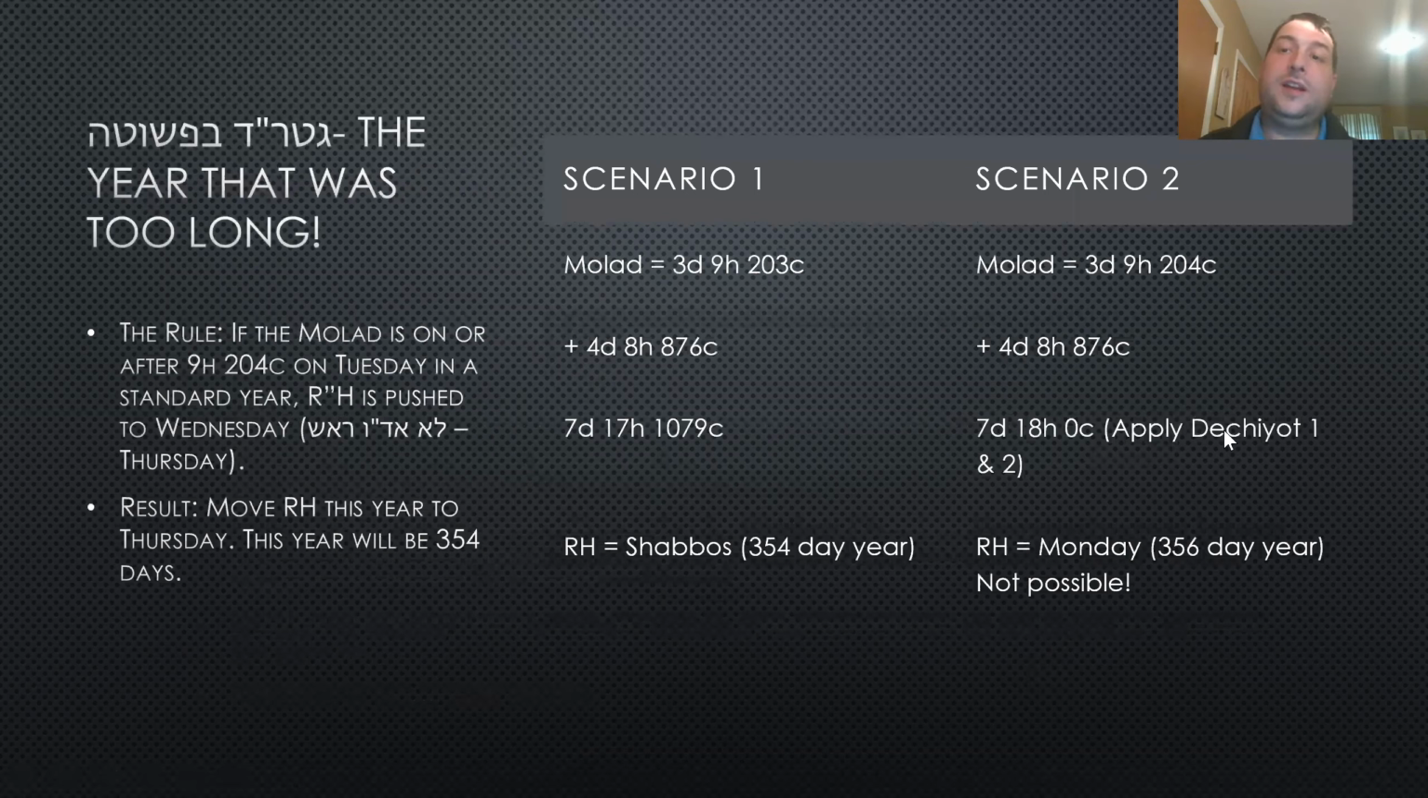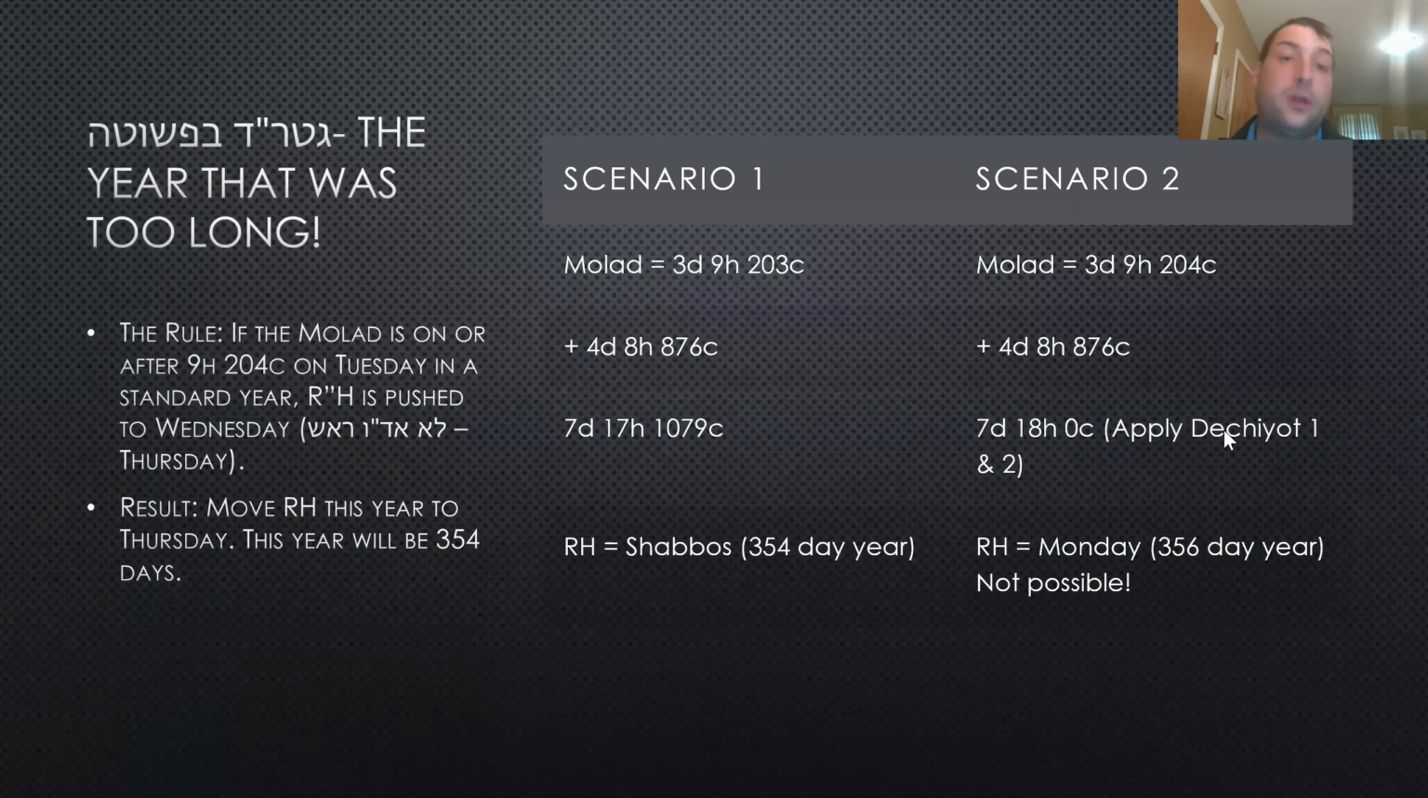The second rule, and these get progressively more difficult to understand as we go along, so I'm going to try to explain them the best I can. The second rule is called Gatrad Bepshuta, and this is to prevent a year that was too long. The rule is if the molad is on or after 9 hours and 204 chalakim on Tuesday, then Rosh Hashanah is pushed to Wednesday, which becomes Thursday because of Lo Adu Rosh. So let's look at scenario number 1 to understand what happens if it's before 9 hours and 204 chalakim.